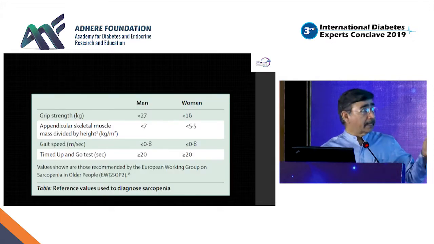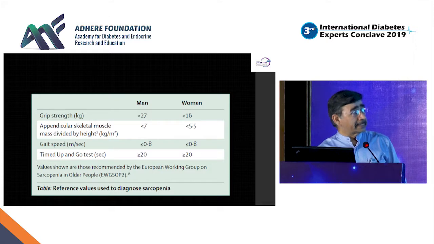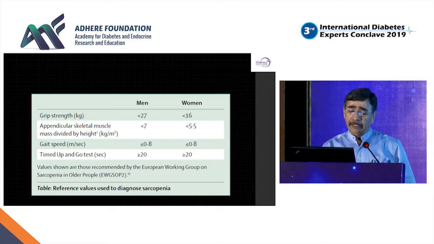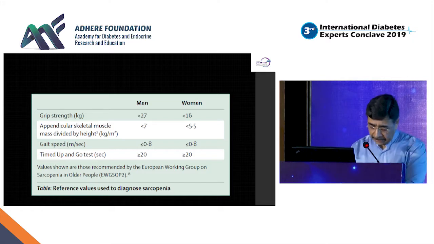And this shows that grip strength less than 27 kg for men and 16 kg for women, if you are applying that pressure and it is less than that, you can't do that, it is taken as abnormal. There are other parameters which can be included, which is gait speed of less than 0.8 meters per second, or timed up and go test which needs more than 20 seconds, or appendicular skeletal muscle mass measured by DEXA. If it is less than 7 or 5.5, these are important parameters which can be included in diagnosis.